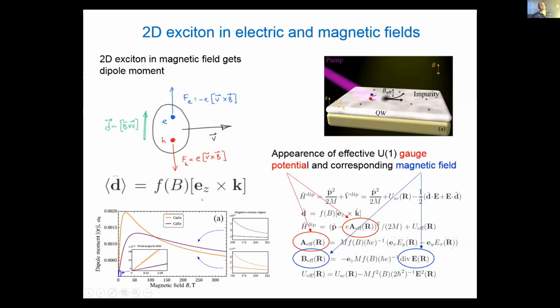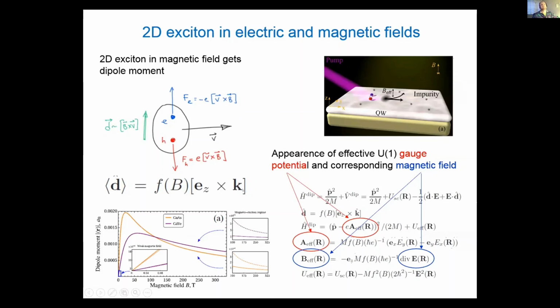This will mean that the electric dipole moment will appear for the exciton. The expression for this electric dipole moment can be given here. So here is the dependence of this electric dipole moment on the magnetic field. And then if you have a system of scatterers, which create some electric field, then this dipole moment will interact with the electric field provided by the scatterers. You can write the Hamiltonian in this form, just dipole electric field interaction.